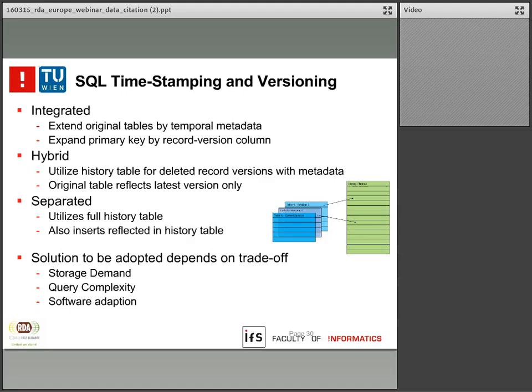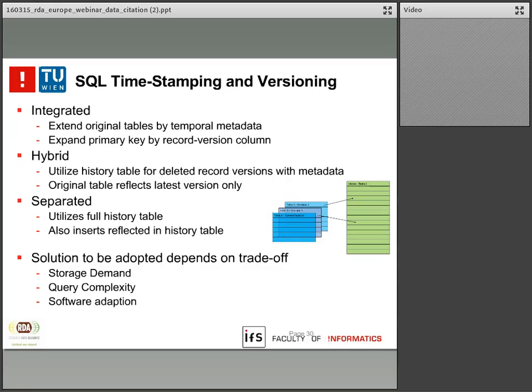And what we did in the first study is we tried to find out different ways of timestamping and versioning the databases. All of that is standard technology that has been around for decades, so no rocket science here. But basically, there are three core ways how one could do that. One could integrate the timestamping and versioning in the live table. That means adding a few columns to the table where the timestamps go, where the deletion dates go, and so on.